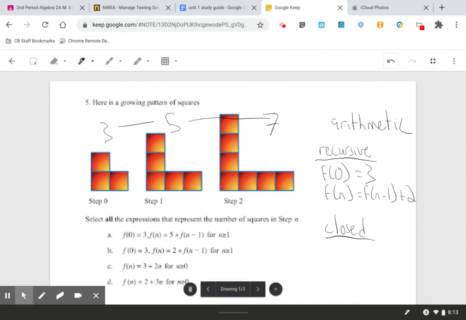Now, which one? Notice A and B are both in recursive form. So which one closely matches what I have written here? I would say B does, because I have f of 0 equals 3, and then f of n equals 2 plus f. So all they did was they switched the order, which is perfectly legal because we can add in any order. So B matches up with the recursive here.